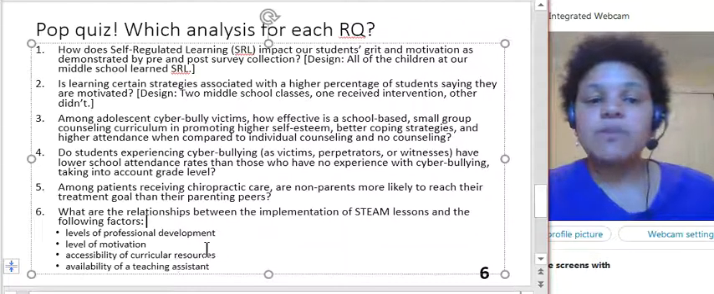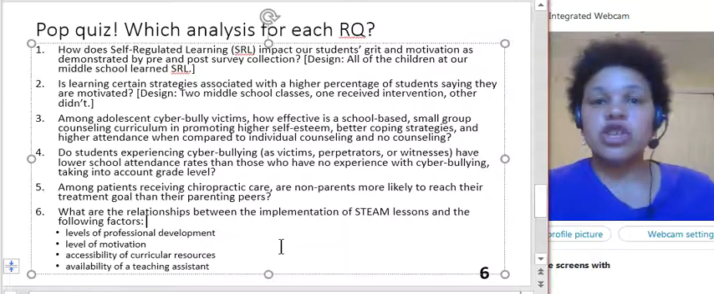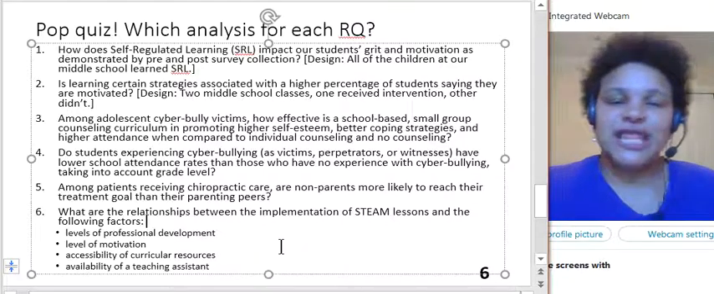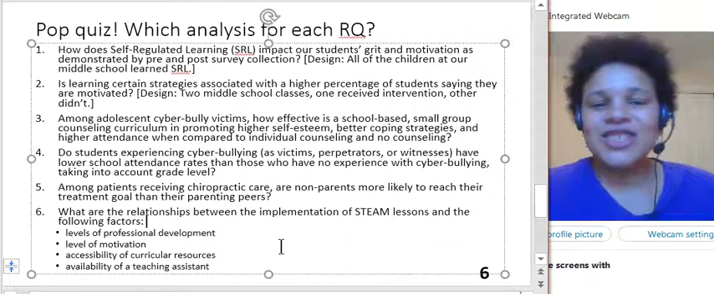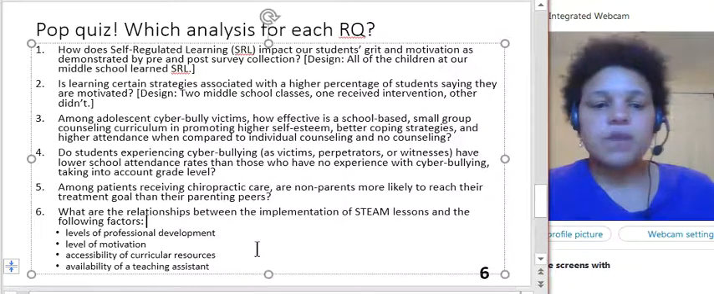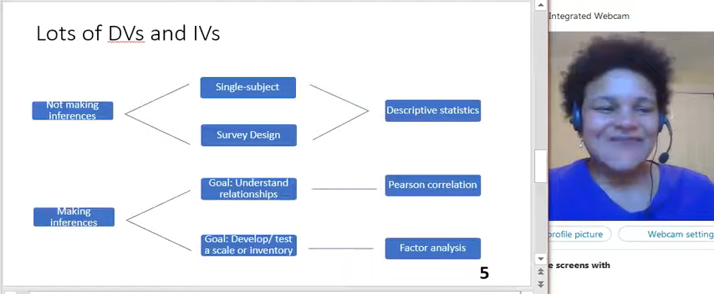Oh, yes. Maybe there's a scale you're developing that you can use in future research. Maybe you're developing the STEAM implementation scale that you're going to use in this study, but you're also going to use in the future as well. And then you would be doing some kind of analysis of the factors involved in order to make inferences about how well your scale is functioning. Does this make sense?